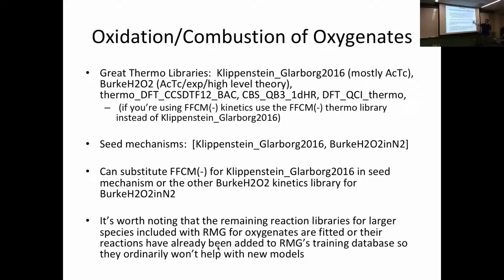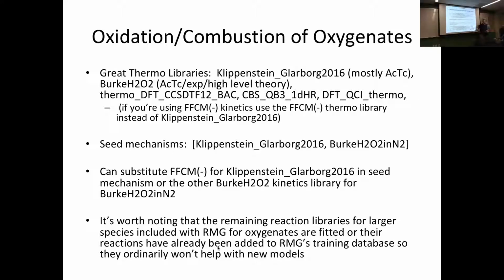But Burke H2O2 and N2 is important because there's a number of reactions in it that RMG doesn't estimate properly. And then what this seed mechanism does is it provides RMG with the C1 chemistry. It gives it all the stuff to deal with methane really well, and that gives it a chance to grow out. You can also use FFCM. You can swap FFCM for this as well.